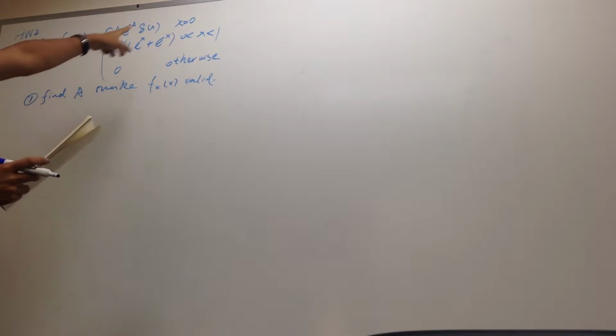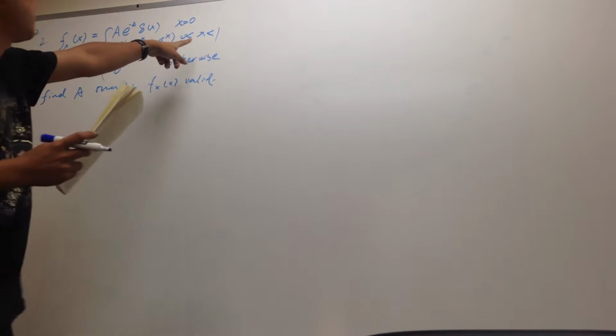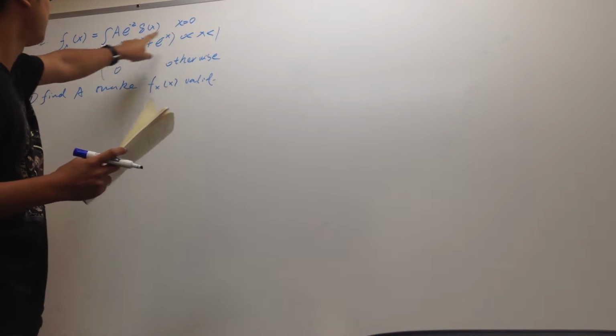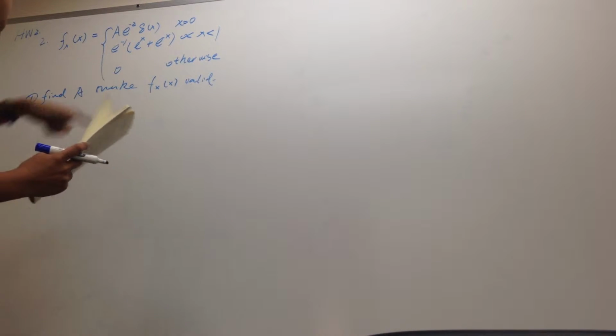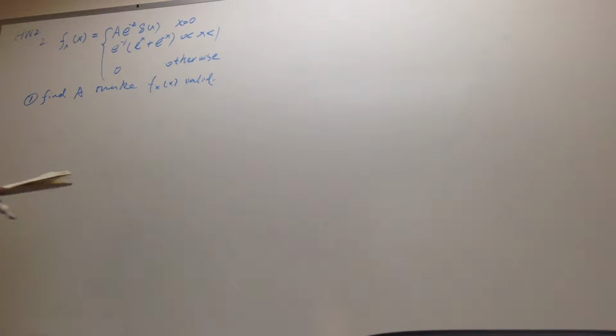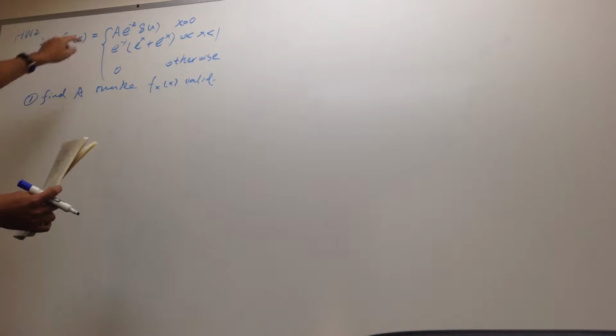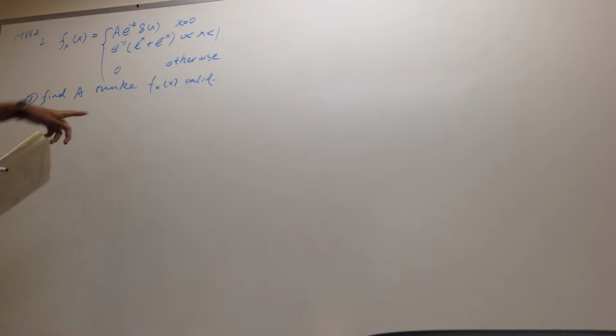This is a density function. At x equals 0, we have this one. If x is between 0 and 1, we have this one, and otherwise it is 0. The first problem is to find A that makes the density function valid. So we can use the integral of this function.